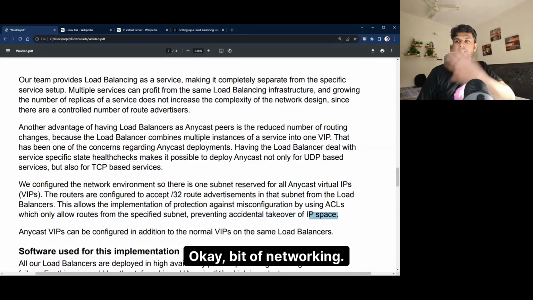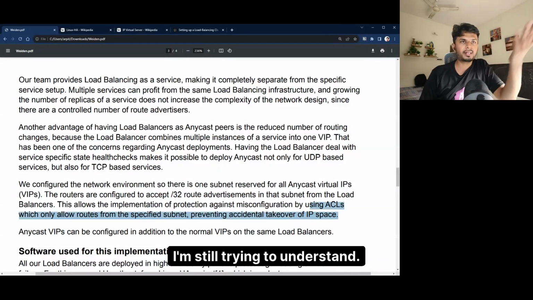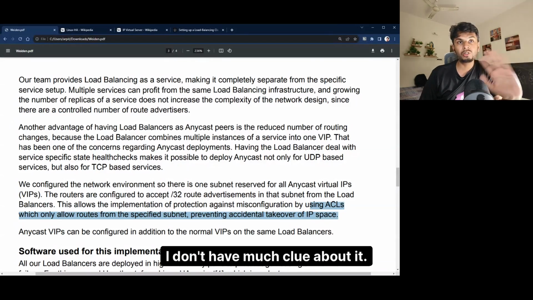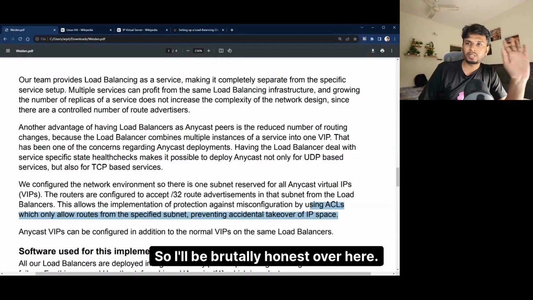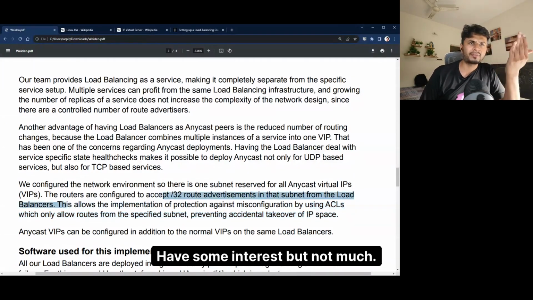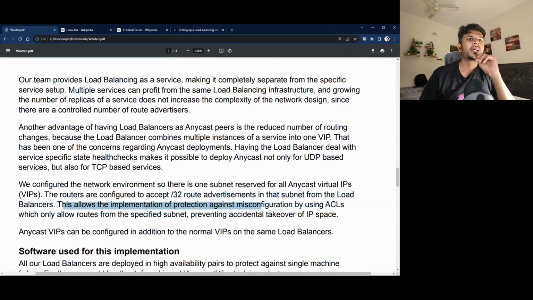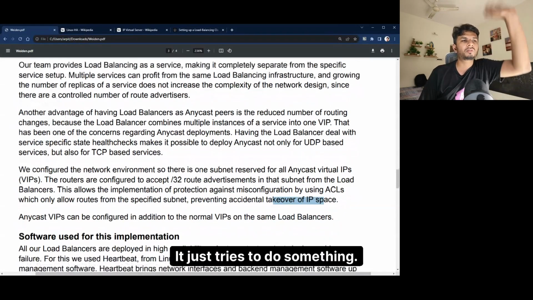Okay. Bit of networking. I'm not a pro in networking at all. I'm still trying to understand. I don't have much clue about it. I do need to explore a few parts, right? So I'll be brutally honest over here. I don't know networking very in depth. Have some interest, but not much. But the idea is basically you don't want accidental IP takeover of this space and all. That's fine.